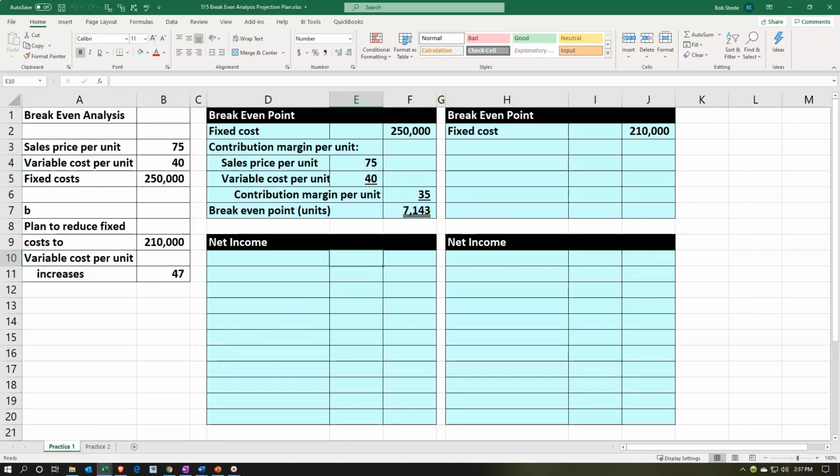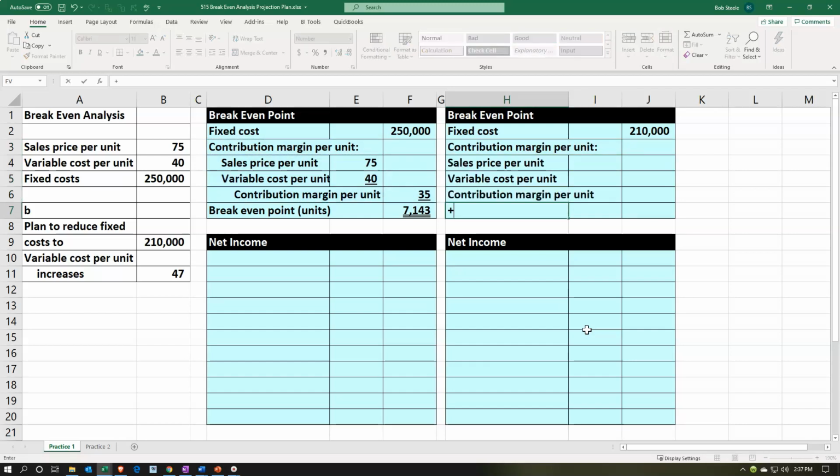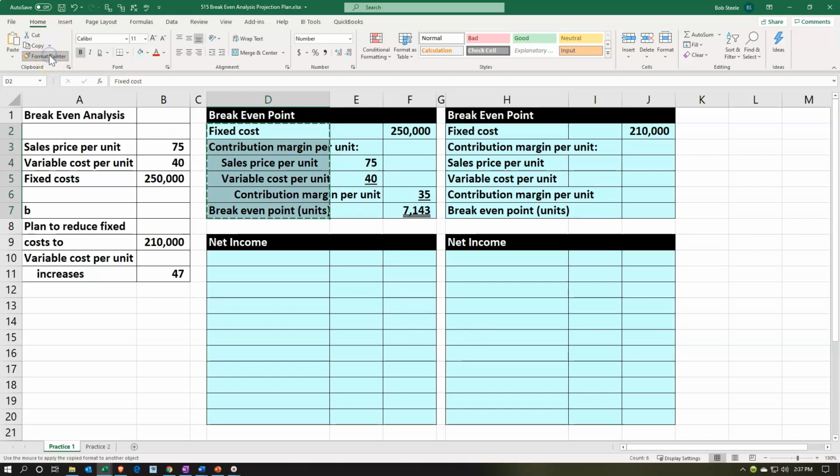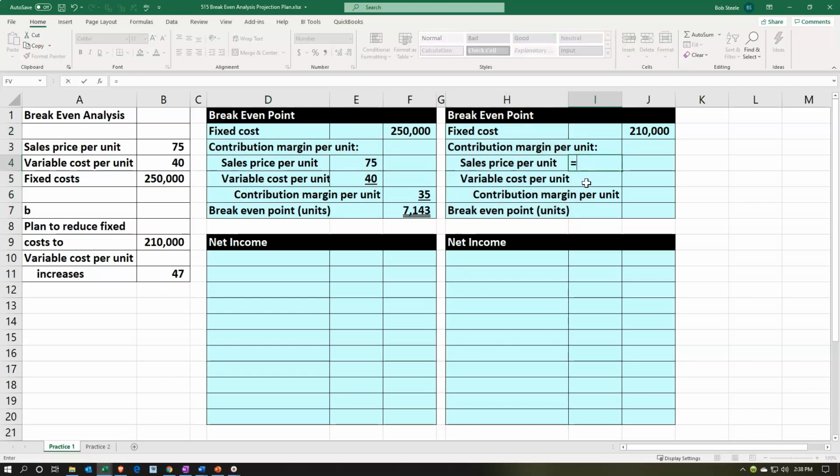So then we're going to be picking up the contribution margin per unit, same name. It's going to be the sales price, the variable cost, the contribution margin, break even. We can even copy the formatting by selecting these and then going to the Home tab, Clipboard, Format Painter. And I'm just going to paint the formatting here on this whole thing.